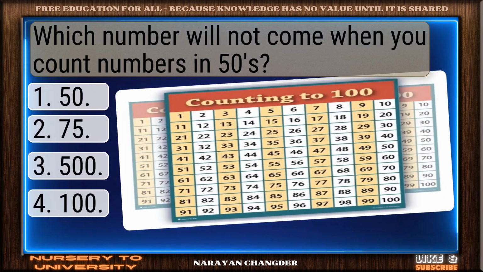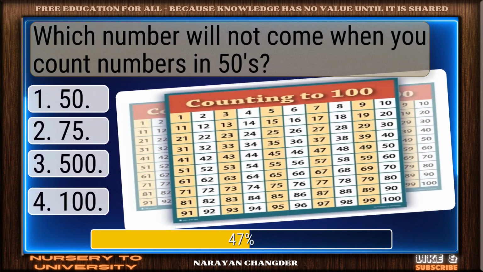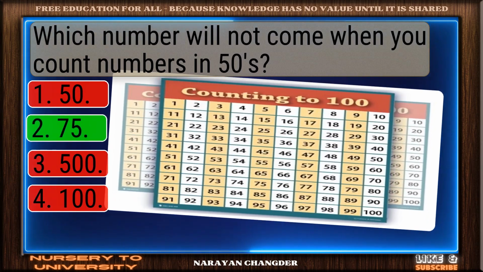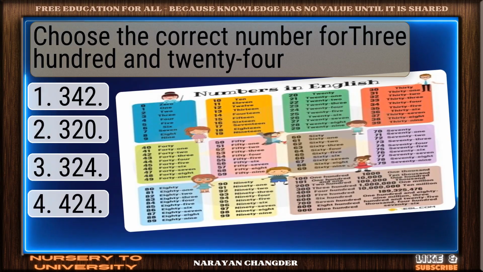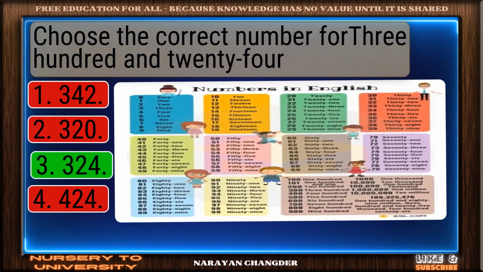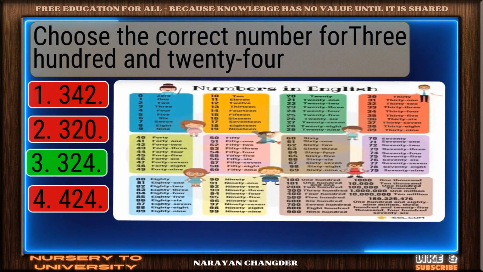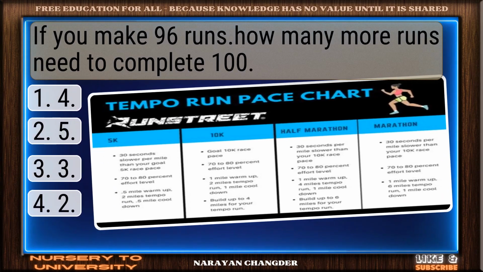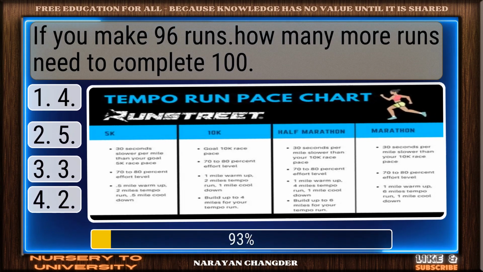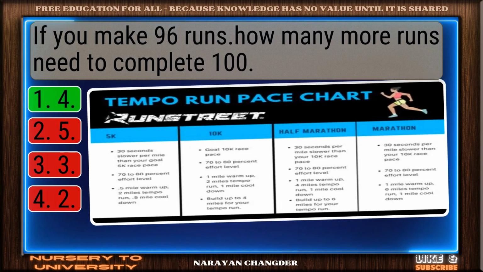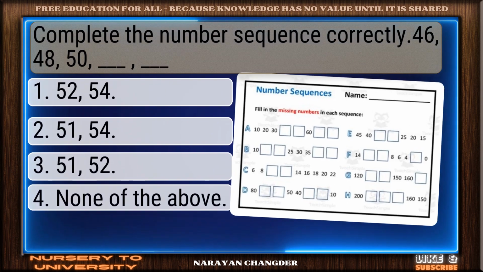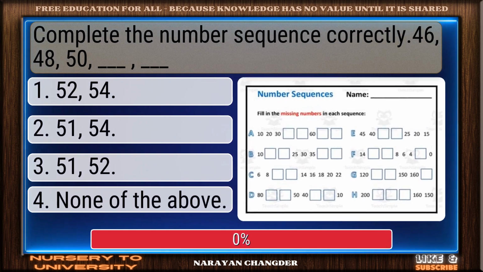Which number will not come when you count numbers in 50s? Nice work. You chose 75 and it is correct. Choose the correct number for 324. Strong choice. 34 is the right answer. If you make 96 runs, how many more runs do you need to complete 100? Right choice. 4 is the best answer. Complete the number sequence correctly. 46, 48, 50, dash, dash.